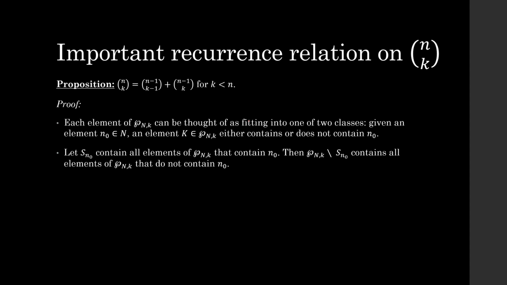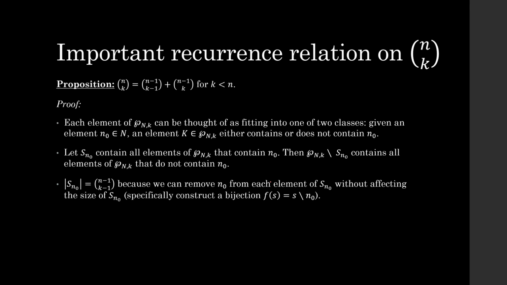So let S n0 contain all the elements of P n k, so all the sets inside P n k, that contain n0, right? And then P n k backslash S n0 means I just remove S n0 from P n k, because remember S n0 contains elements of P n k, so it's going to be a subset of P n k. And so this one's going to contain all the elements of P n k that do not contain n0. So I'm just splitting all the elements of P n k into two sets, the ones that contain n0 and the ones that don't contain n0.